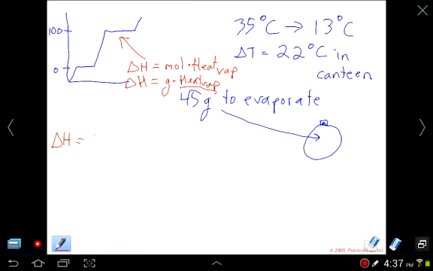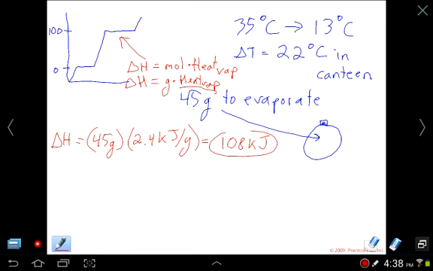So we have ourselves 45 grams multiplied by a heat of vaporization of 2.4 kilojoules per gram. So essentially, we're vaporizing 45 grams, and each gram requires 2.4 kilojoules. So multiplying the two, we require 108 kilojoules. Now, this 108 kilojoules will be pulled away from the water on the interior of the canteen.